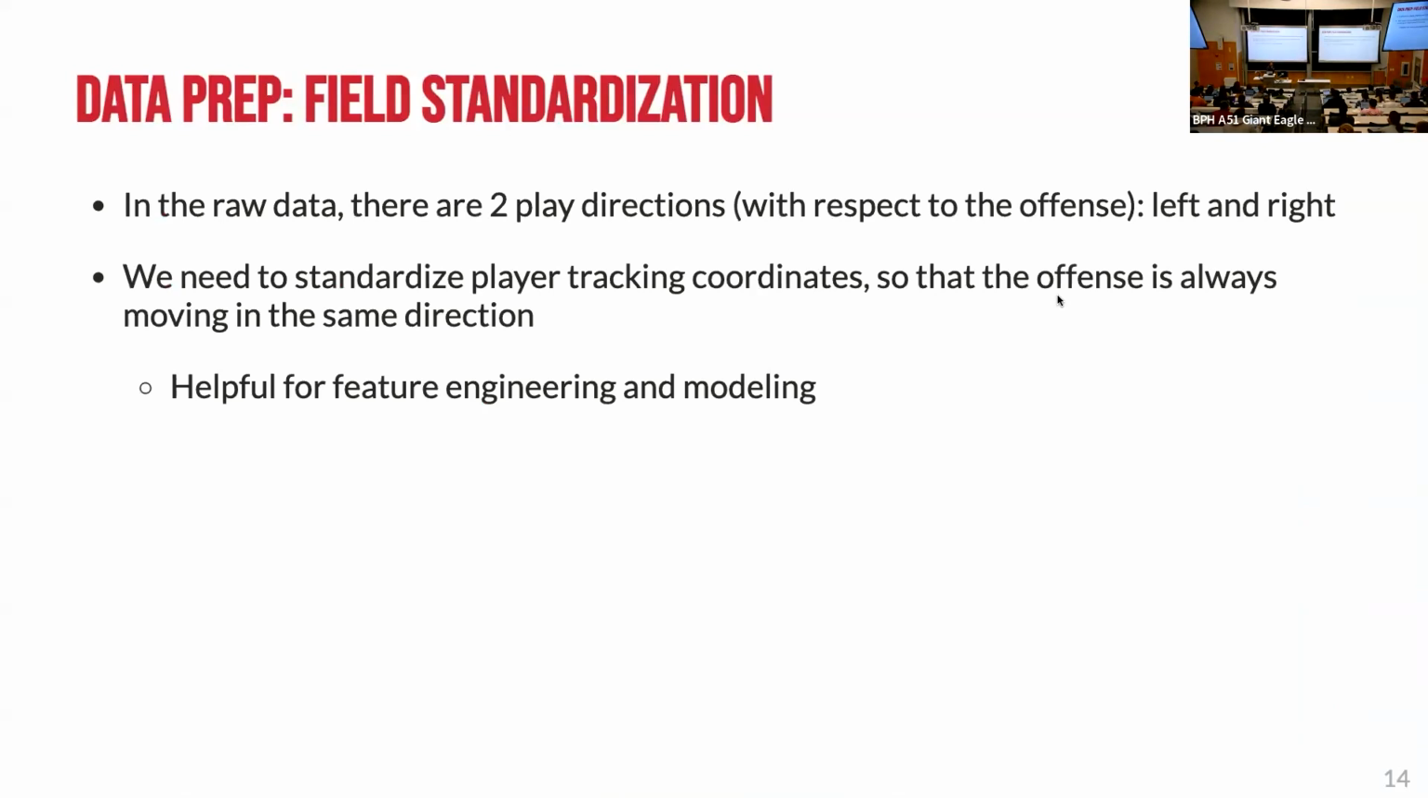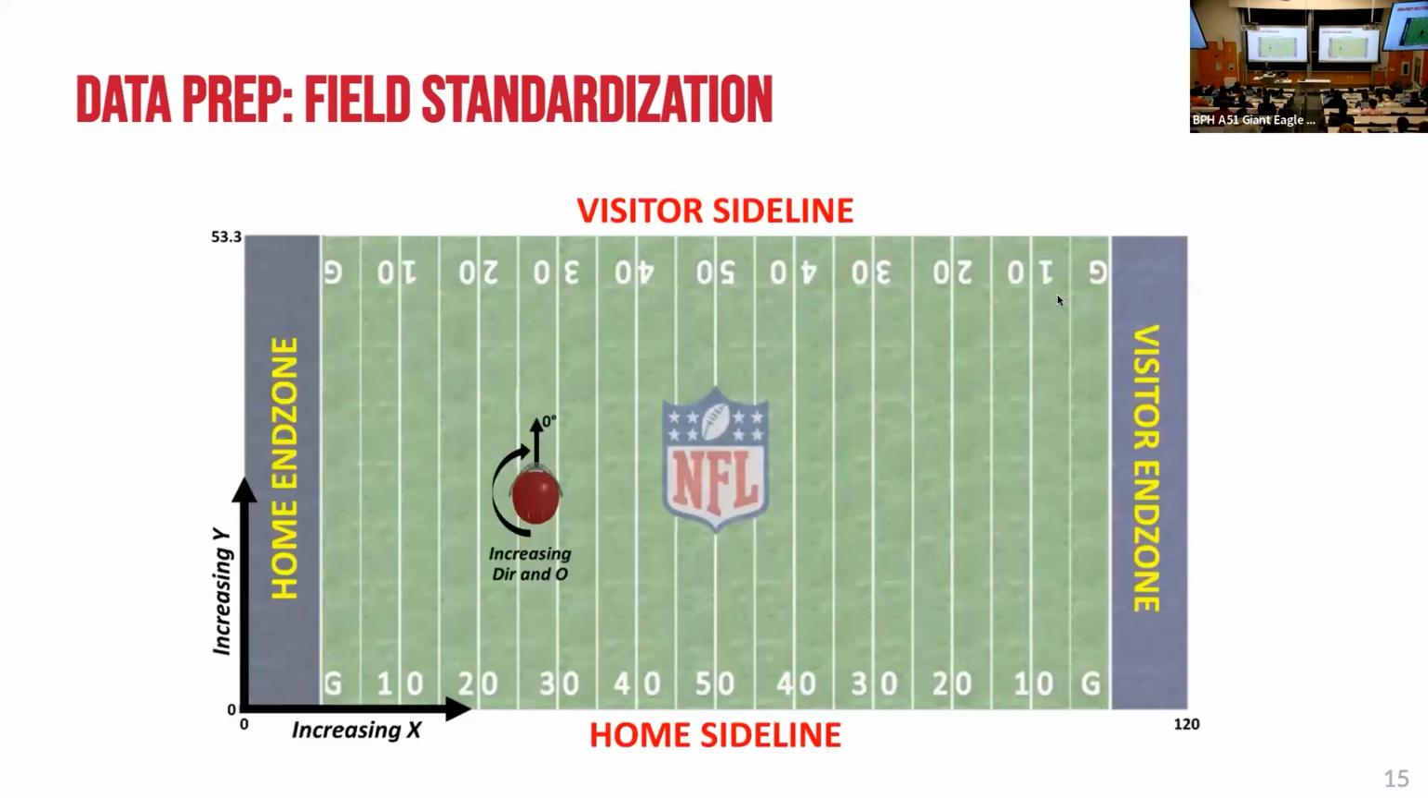But we need to standardize the player tracking coordinates so that the offense is always moving in the same direction. And this can be helpful later on for all of your feature engineering tasks and also modeling tasks. So we're going to make everything go from left to right for all of the plays. So we need to flip the X and Y coordinates of the players, and also flip the direction and orientation so that if a player is moving at 0 degrees, that means they're moving left. If it's 90, then they're heading towards the opposing team's end zone. If it's 180, then they're moving right. And if it's 270, that means they're moving backwards.